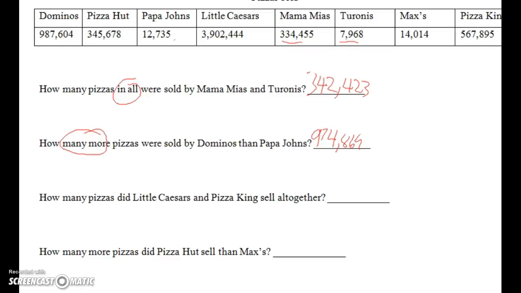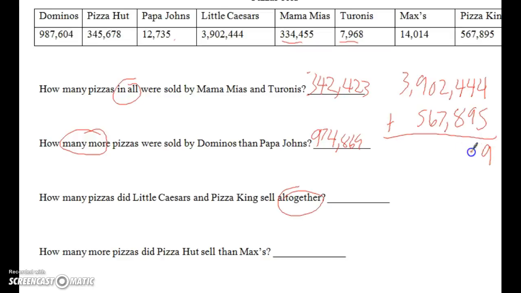Gotta hurry. I'm down to about 3 minutes. How many pizzas did Little Caesars and Pizza King sell all together? So it tells me I'm going to be adding Little Caesars and Pizza King. Little Caesars is the bigger number. 3,902,444. Pizza King, 567,895. Again, make sure you line up the ones column. We got a 9, 13, 12, 13, 10, 7, 14. There's a 4. 4,470,339.